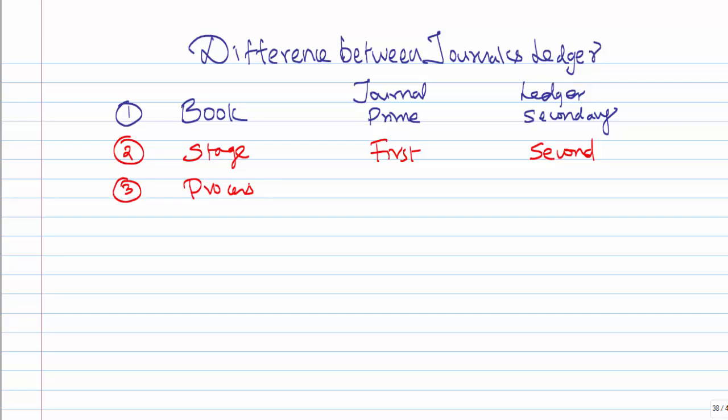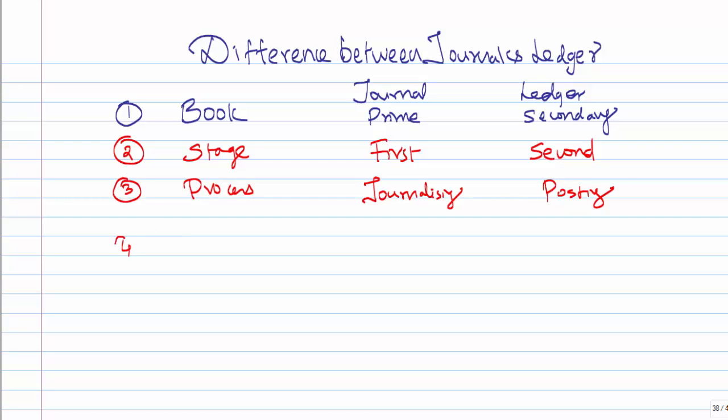I mean, the process of recording entries in books, or say in journal, is called as journalizing. The process of recording the business transactions. Whereas the process of recording entries in the ledger is called as posting. So there is a technical difference in terms of name. What you record in journal is called as journalizing, whereas what you record in ledger is called as posting.